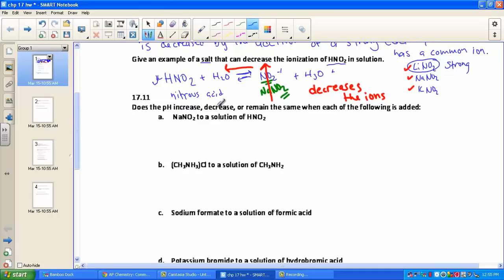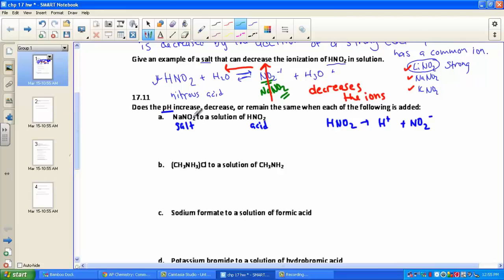Does the pH increase, decrease, or remain the same when each of the following is added? Remember that acids and bases affect pH. So letter A, sodium nitrite, is a salt, and hydrogen nitrite is a weak acid. So think this through. The equilibrium is indeed of the acid affecting pH. And if I just show the simple ionization, just as we have done here, and again I eliminated the water, but just showing the acid ion and the nitrite ion.